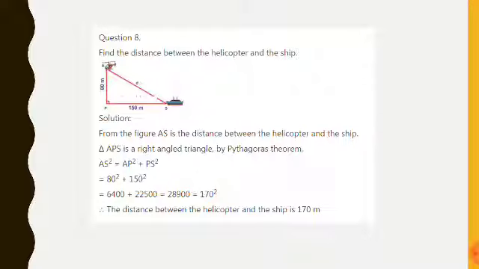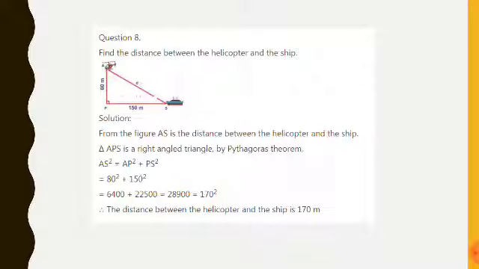So AP square value is 80 square, PS square value is 150 square. So 80 square is 6400, plus 150 square, 15 square value is 225, so 22,500. 6400 plus 22,500, add it, we get the value 28,900. 289 value, square root of 289 is 17, so 170 square. The distance between the helicopter and the ship is 170 meters.